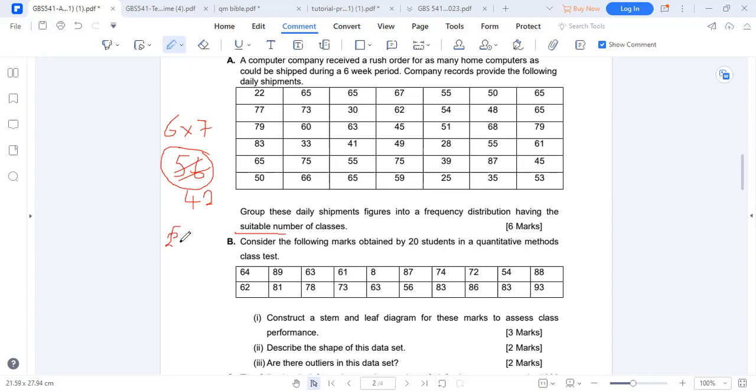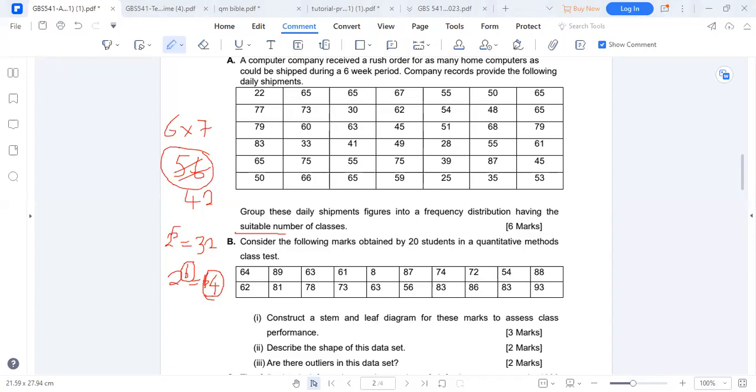So 2 to the power 5 is 32, and 2 to the power 6 is 64. So we don't pick this 5 because this answer doesn't exceed this. The next number is 6. We will pick a 6 because 2 to the power 6 is 64. So what we do for the class width now: the highest number minus the smallest number, find the range, divided by what? By the 6.